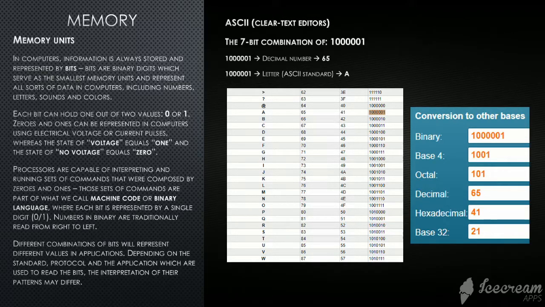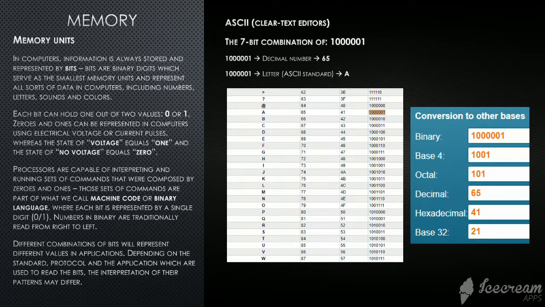Zeros and ones can be represented in computers using electrical voltage or current pulses, whereas the state of voltage equals 1 and the state of no voltage equals 0. Processors are capable of interpreting and running sets of commands that were composed of zeros and ones. Those sets of commands are part of what we call machine code or binary language, where each bit is represented by a single digit, either 0 or 1. Numbers in binary are traditionally read from right to left.